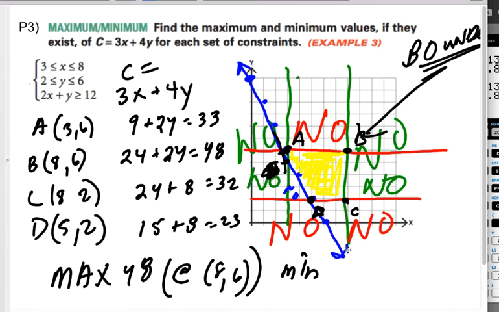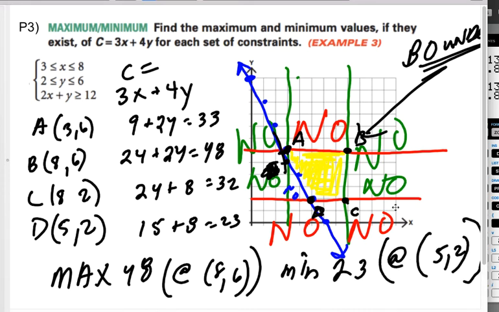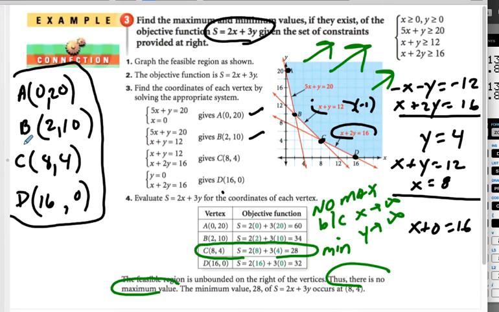Because again, this is bounded, so there is a max and a min. And the min is the 23 at 5 comma 2. Right, and that makes somewhat intuitive sense. You could guess that either A or D is going to be the minimum value just by looking, since they're the smaller values closer to the origin, and that B is going to be the largest because it's the one farthest from the origin. So there you have it. All right, cool. And that's our video on linear programming.